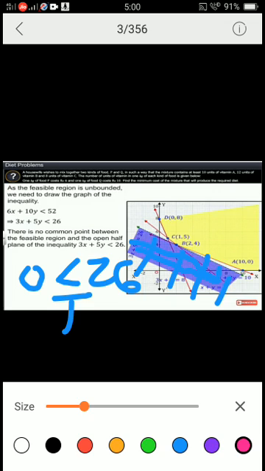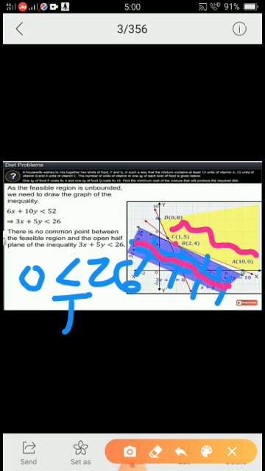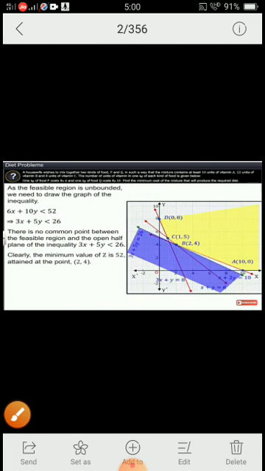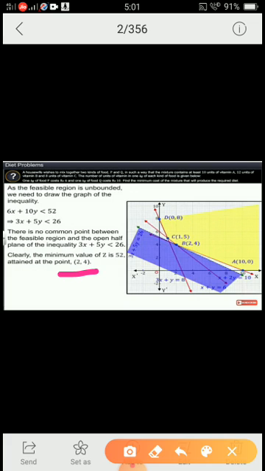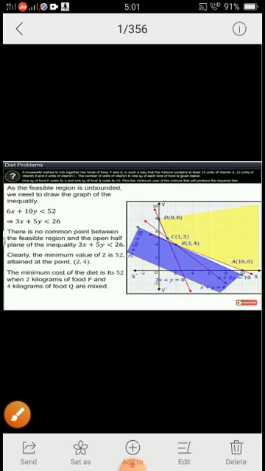Okay, so this was my feasible region, which is unbounded, and for 3x plus 5y less than 26, this is the region. That means, is there anything common? No, the only point which was common is B (2, 4). That means I can state that the minimum value of z is 52, attained at the point (2, 4). Okay, and that is the end of the problem.